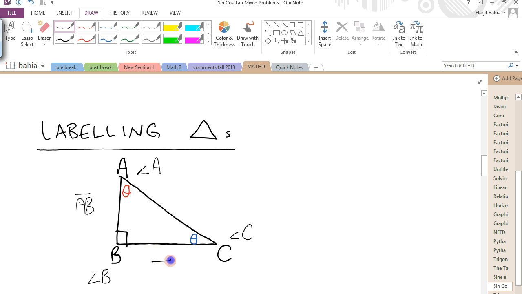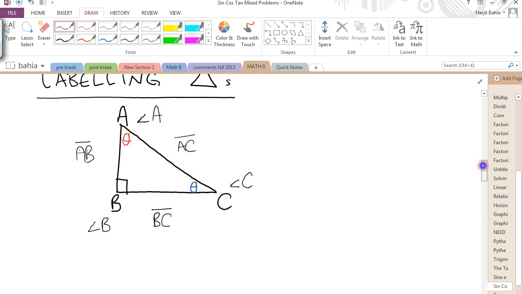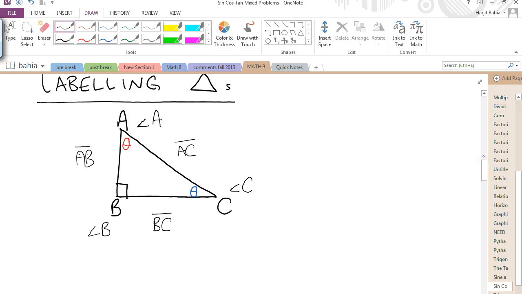Side BC. And this one would be called side AC. Side AC. So just getting you familiar with the symbols and stuff that they're going to throw at you. So now you know the symbols. Now you're ready to do what's called solving for a triangle.